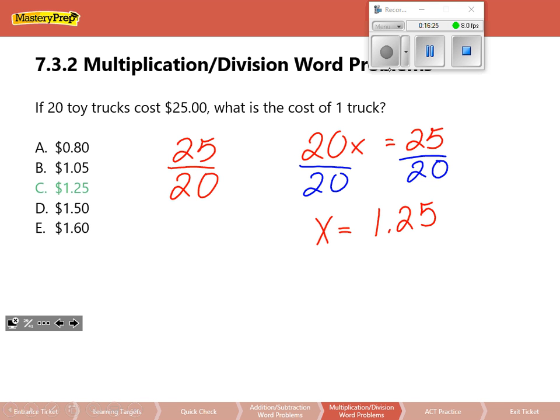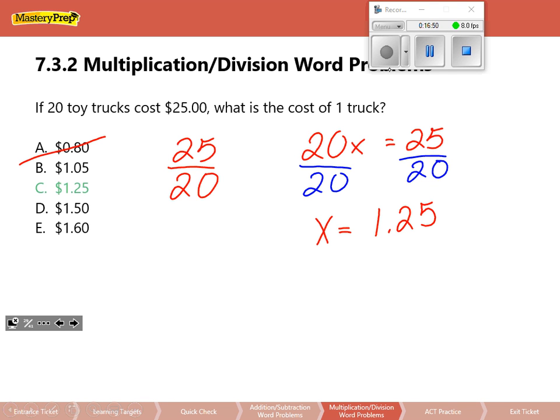Because we could talk about this in proportions or in different ways there. Now, if the cost of the toy trucks was $1, 20 of them would be how much? $20, yes? So we know it's going to be greater than 1. So that means A is probably not going to be it.